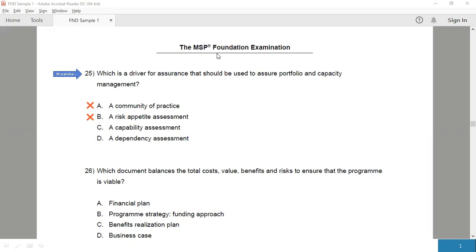A capability assessment, on the other hand, drives the assurance activity of portfolio and capacity management. It's about the capabilities. And therefore, it connects well with the assurance for the portfolio and capacity management. Option D, dependency assessment, is more about assessing dependencies, which mean an activity, output, decision, or resource that is required to achieve an aspect of the program. Therefore, it would not be D either.